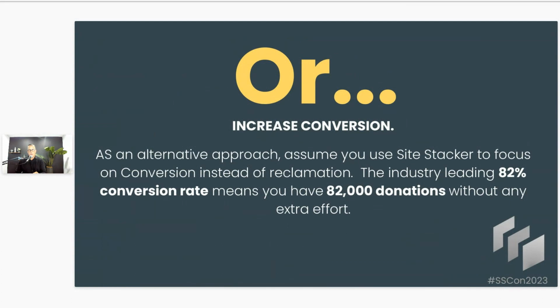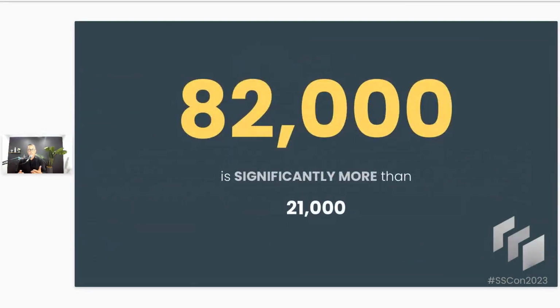And the starting point is real self-evident. If you had 100,000 opportunities, and the all-time average of every single client that has ever used SiteStacker would be 82,000 conversions coming out of that, 82,000 will always be significantly more than 21,000. Now, what did that leave us with? All the time, the money, the effort, the staffing that we would have used to try to go reclaim that additional 8,000 to get from 13 to 21%, that can all be used for something different.